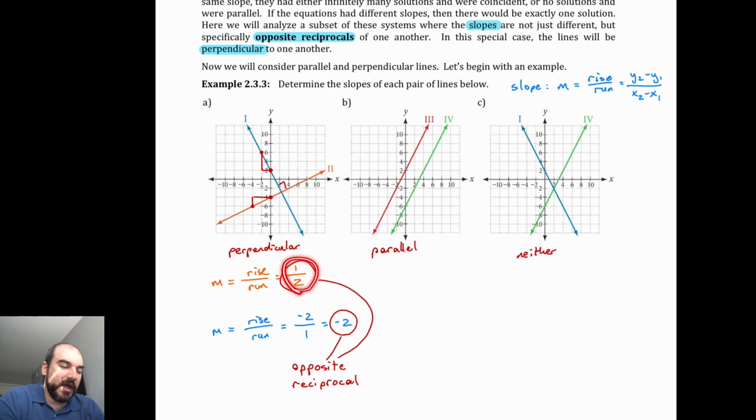So if I start with 1/2 and I want to find its opposite reciprocal, we're going to flip this fraction so that it becomes 2 over 1. And then we're going to make it negative because of the opposite. So you see how these are opposite reciprocals of each other. Any questions on the opposite reciprocal perpendicular idea?